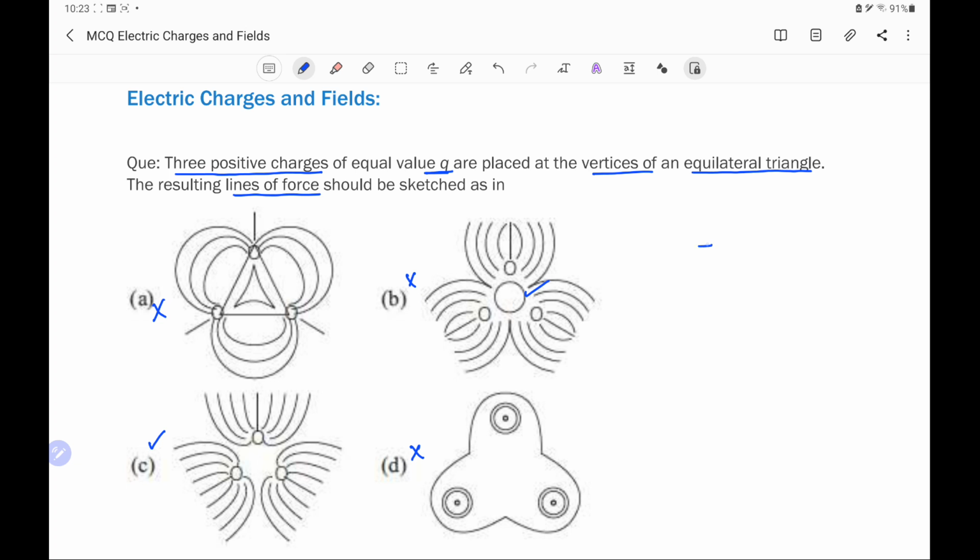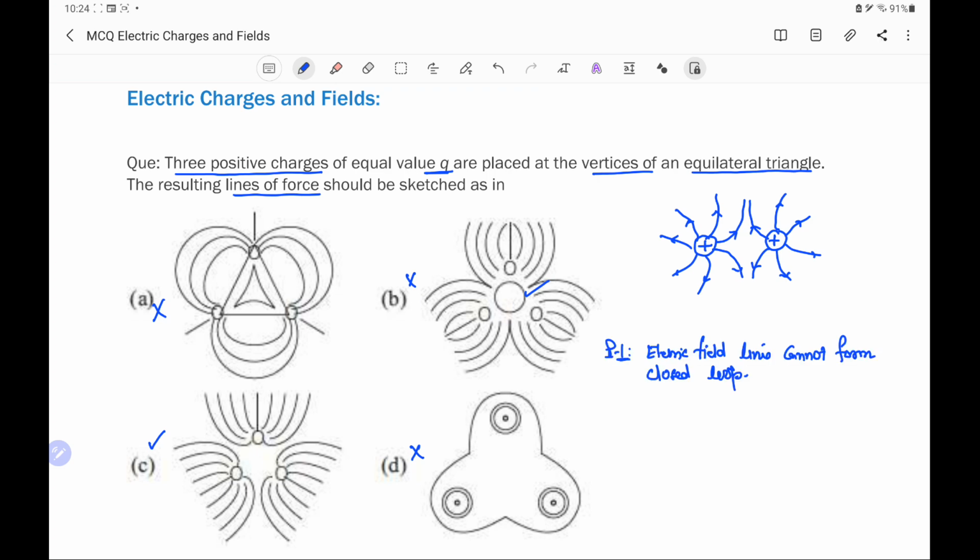We can also visualize this. If this is a positive charge and nearby is another positive charge, then the field lines will be like as represented here due to the repulsion between the charges. So these field lines originate from the positive charge and they do not terminate, or we can say they terminate at infinity, because in the figure no negative charge is shown. So similarly, if we compare with figure C, option C is the correct option. Here we used the property that electric field lines cannot form a closed loop.